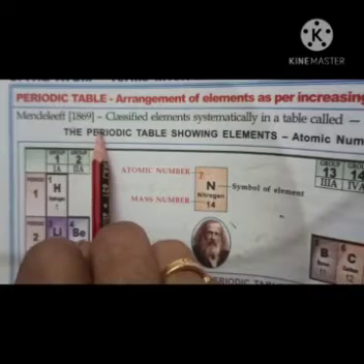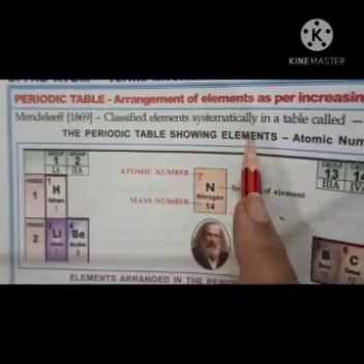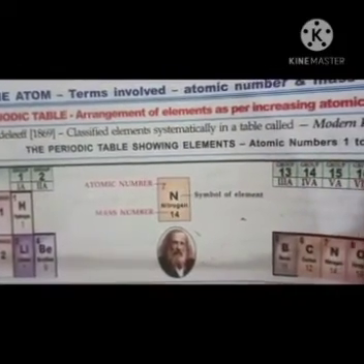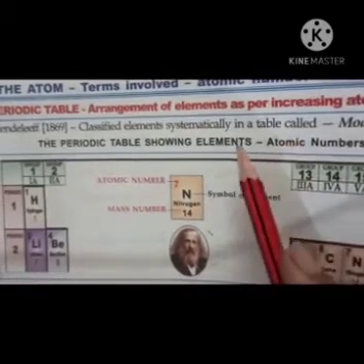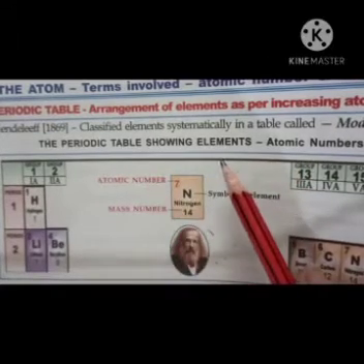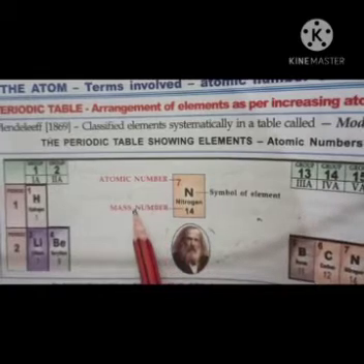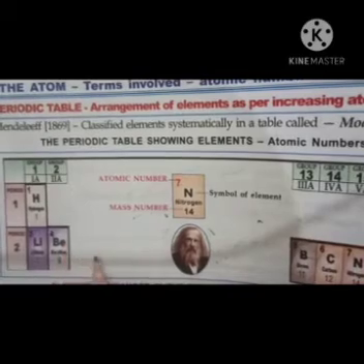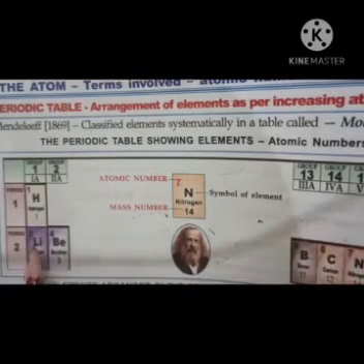Mendeleev in 1869 classified elements systematically in a table, and he called that table a periodic table, right? That table was called the Mendeleev periodic table, and he arranged the elements in increasing order of their atomic weight, meaning according to the increasing order of their mass number. He gave a table form in which there were 18 vertical columns and 7 horizontal rows.